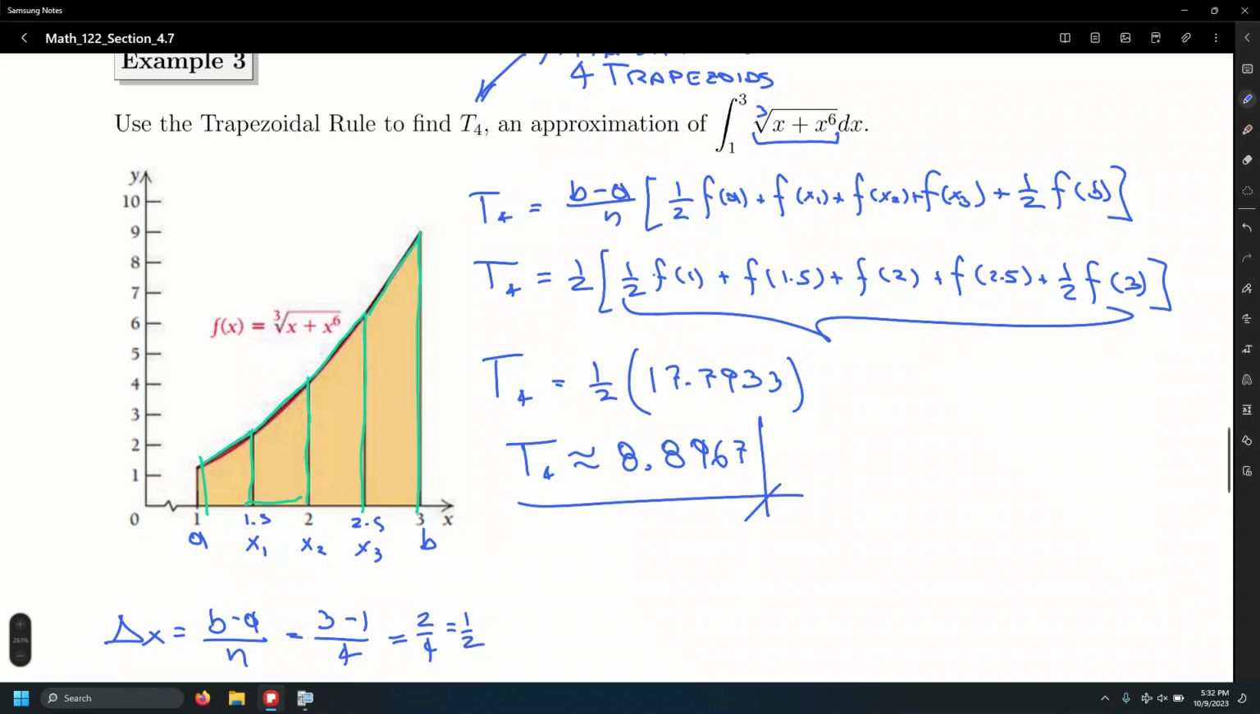All right, so that's our final answer of evaluating this integral using the trapezoidal rule. And again, there was a little typo in the notes. It was supposed to have a cube root, an index 3 on the radical on the integral. You can see that over here in the function in red in the picture.